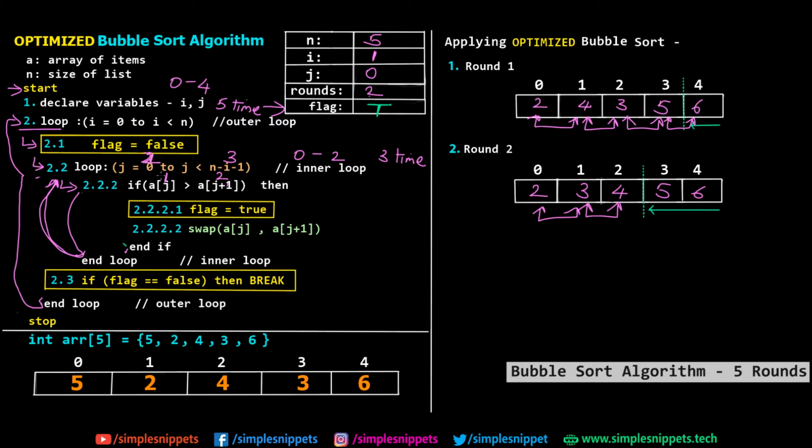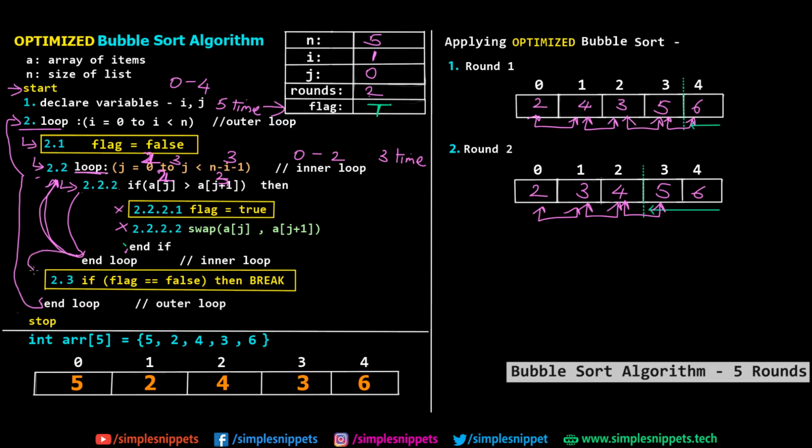Is 2 less than 3? Yes. So now I have to check a of 2 and a of 3. So we are checking 4 and 5. Is 4 greater than 5? No. So we will not go inside this if block. So these two will not be executed again. End loop, come at the start of the inner loop. j will become 3. Now 3 is not less than 3, right? So now we will come outside the inner loop.